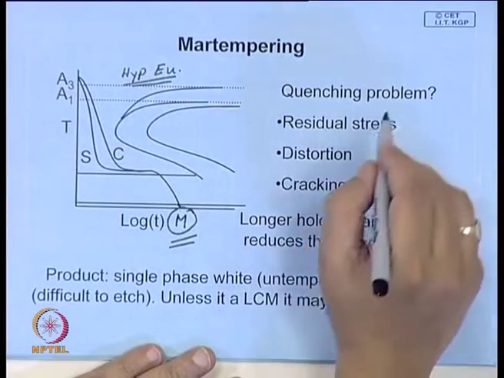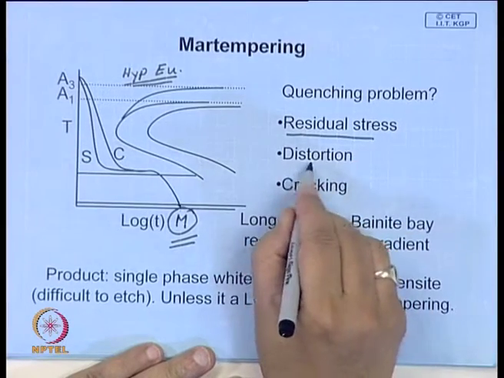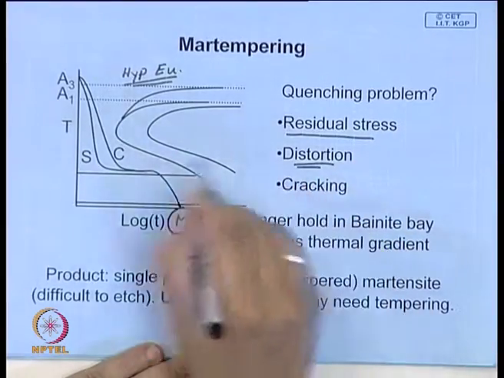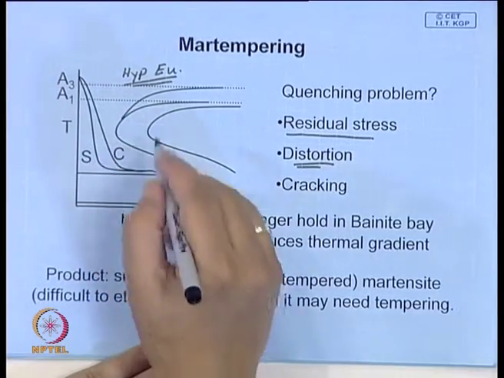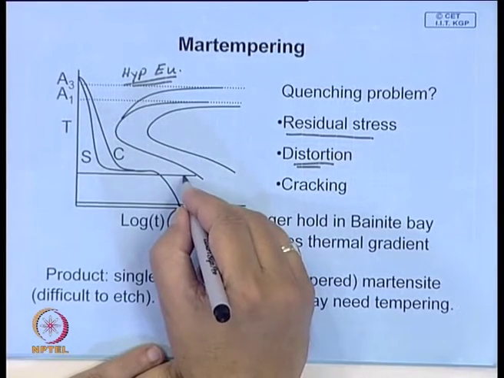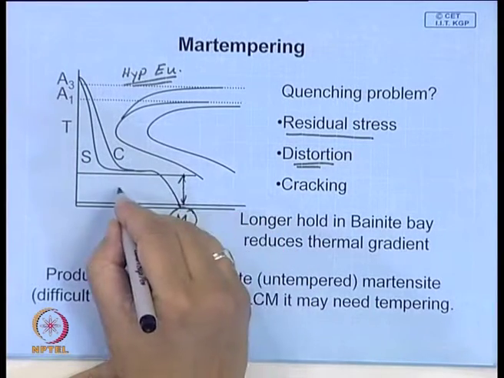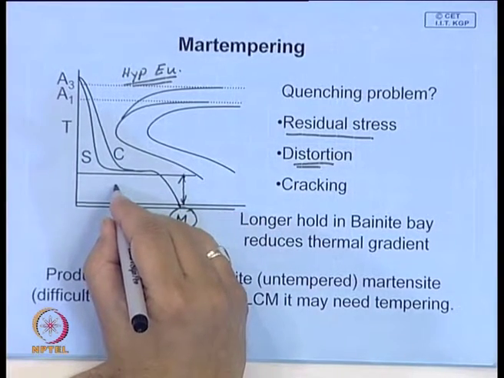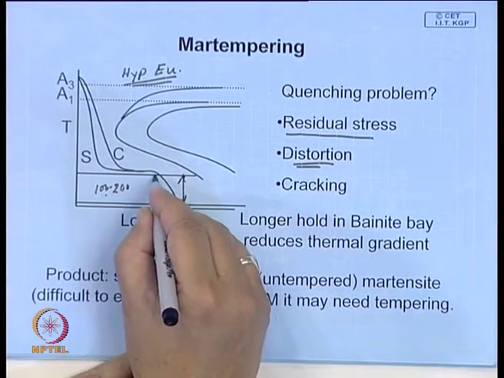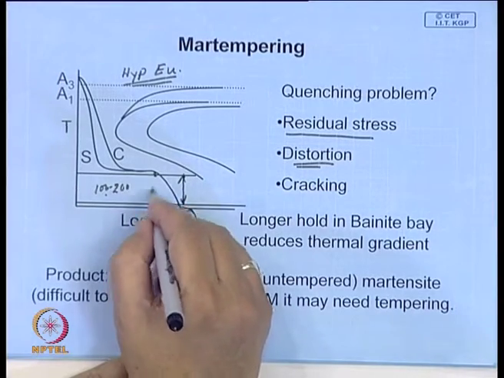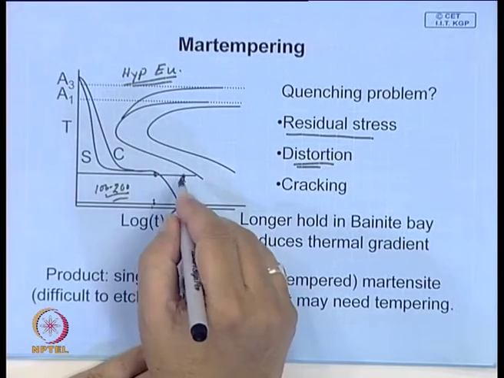Now, second thing, you are able to minimize residual stress. You are also minimizing distortion, because that expansion is quite sizable. When this transformation takes place, this is an athermal transformation over a range of say maybe 100 to 200 degree centigrade. You have 100% martensitic transformation taking place over this temperature range, and this is athermal transformation.